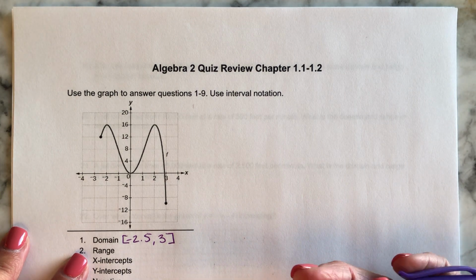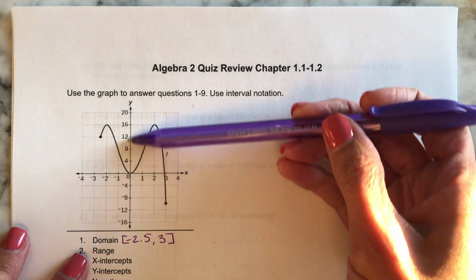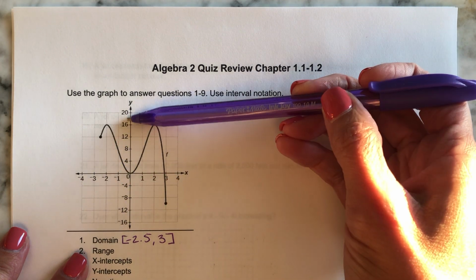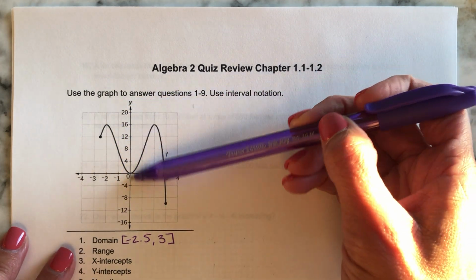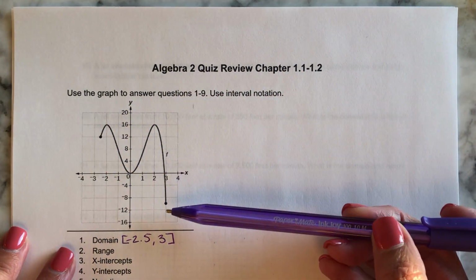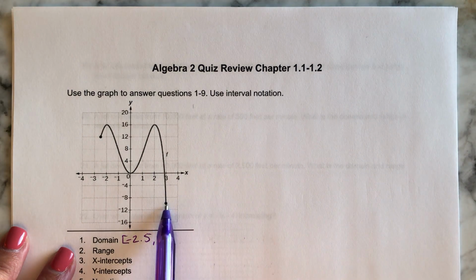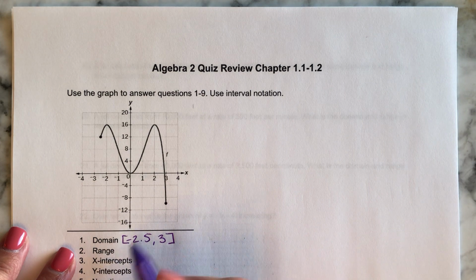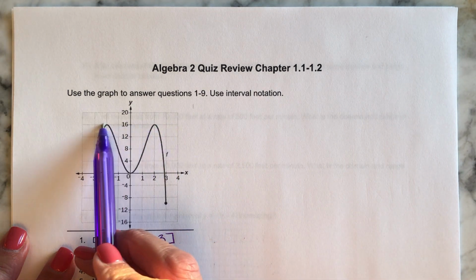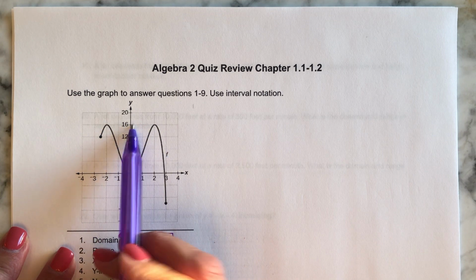Now let's do range. Range is all the y values, so you're looking at the y-axis to find your interval numbers. You start at the very bottom of the graph, go over, that is at negative 10. Then the top of the graph is up here at 16.